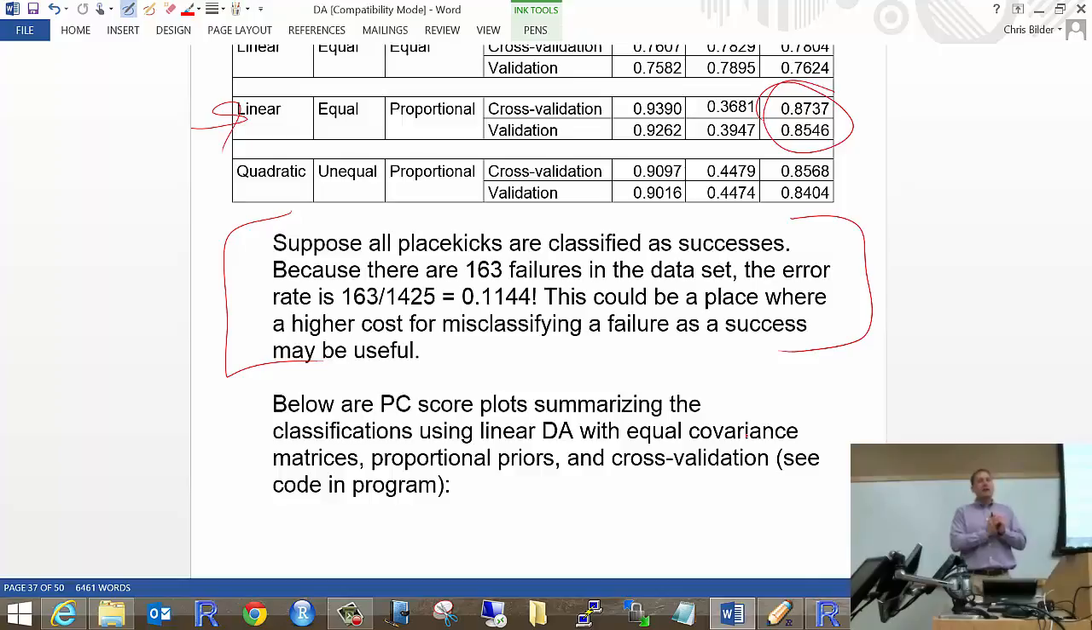And maybe I'll give a project in the future where I say, for instance, why don't you take all the PATs out and just look at the field goals? I'll write that down. Maybe I'll put it on a test here. Yeah. It kind of pertains to the actual project that you gave us.